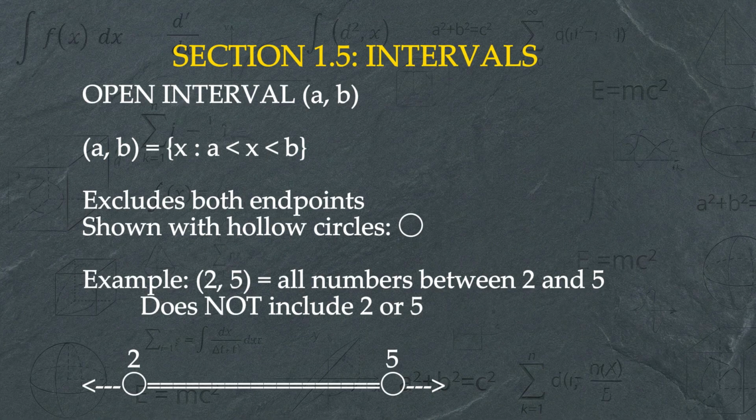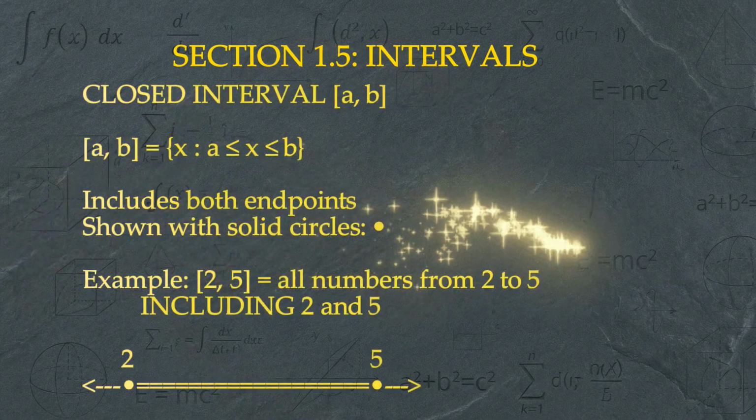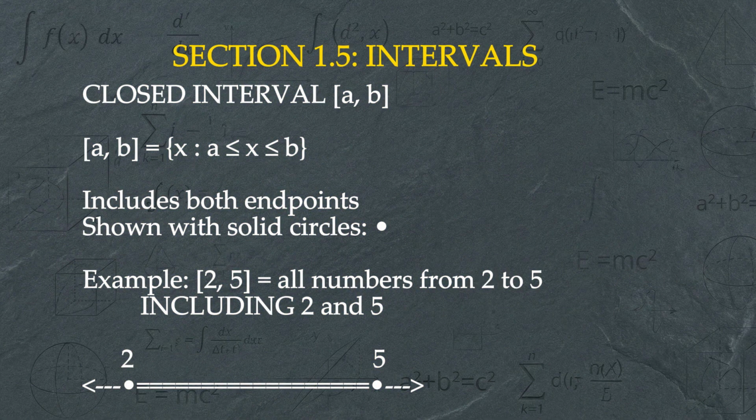For example, the open interval from 2 to 5 includes all numbers between 2 and 5, but not 2 itself and not 5 itself. A closed interval, denoted with square brackets, includes both endpoints. The closed interval from A to B is the set of all x such that A is less than or equal to x and x is less than or equal to B. We show this with solid circles at the endpoints. The closed interval from 2 to 5 includes 2, 5, and everything in between.